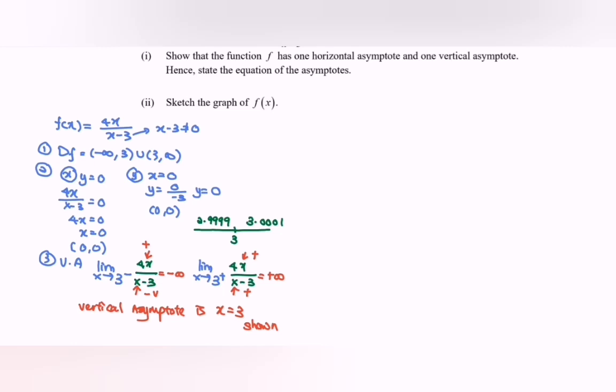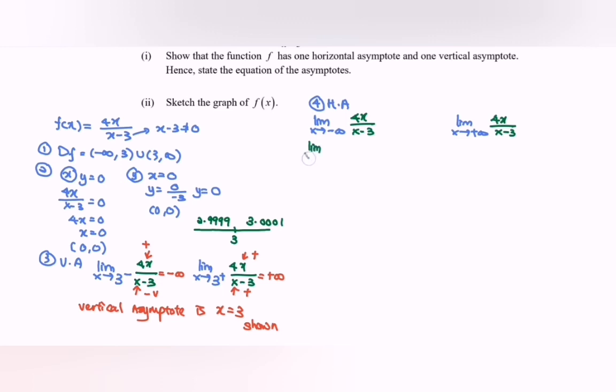Continue. Step number 4. Find the horizontal asymptote. Limit when x approaches negative infinity. Then limit when x approaches positive infinity. Kindly substitute into the function 4x over x minus 3. If we substitute, we will have the indeterminate form. So kindly divide the numerator and denominator by the highest power of x in the denominator, which is x.